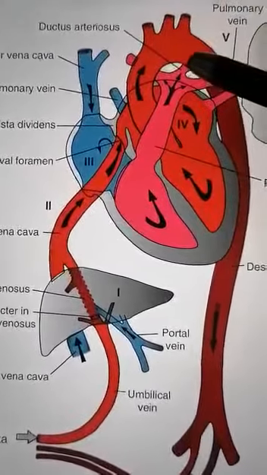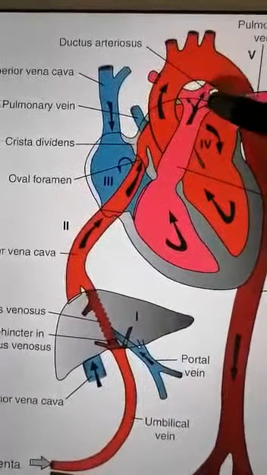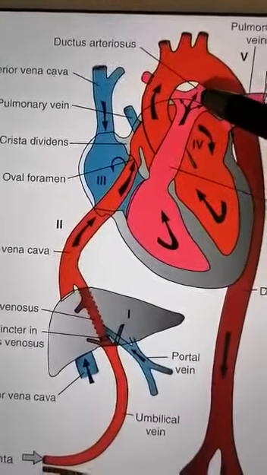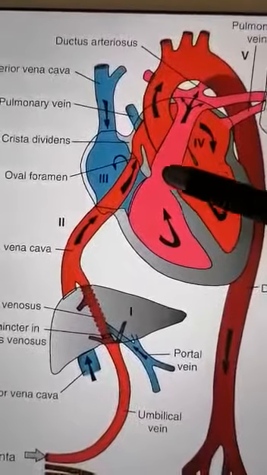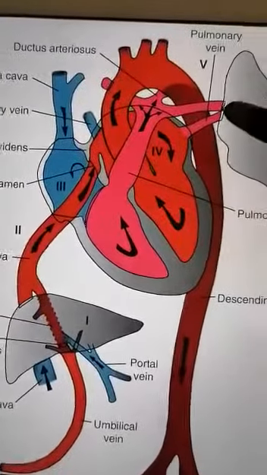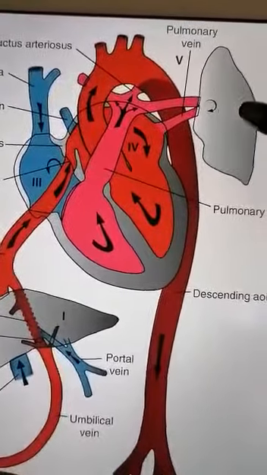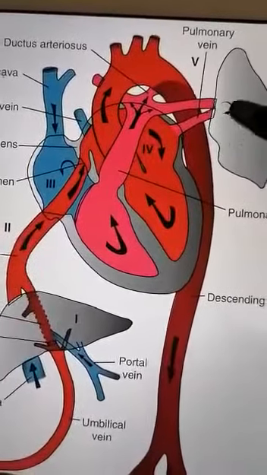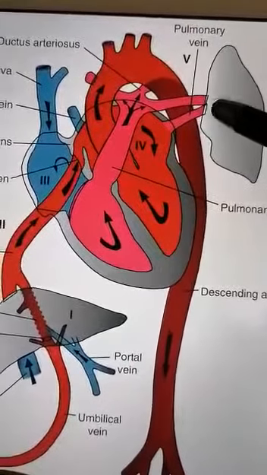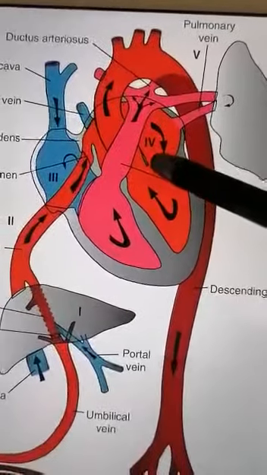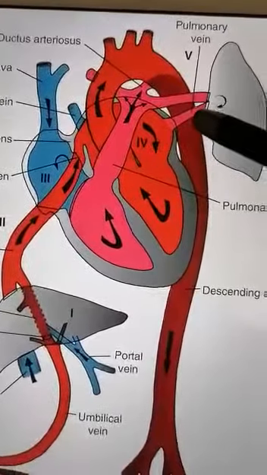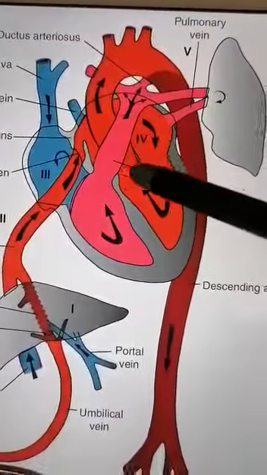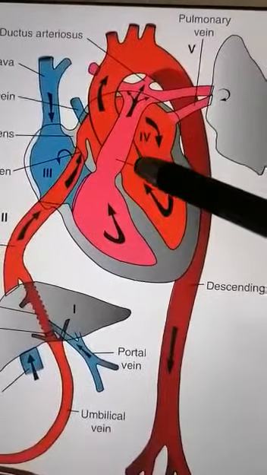The ductus arteriosus closes due to the contraction of the muscular wall. The blood from the pulmonary artery then enters the lungs. The lungs become the main organ of respiration. The exchange of gases takes place here, and the oxygenated blood enters the left atrium via the pulmonary veins. This increases the pressure in the left atrium.